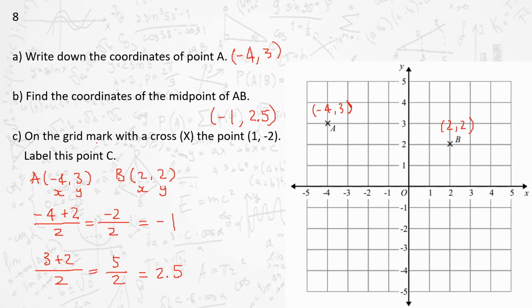Lastly, on the grid, mark with a cross x the point 1, minus 2. Label this point C. So x is 1, y is minus 2. Right here. So this will be my point C.